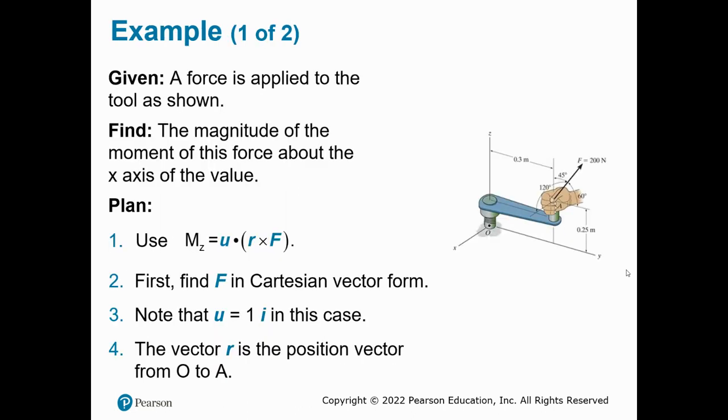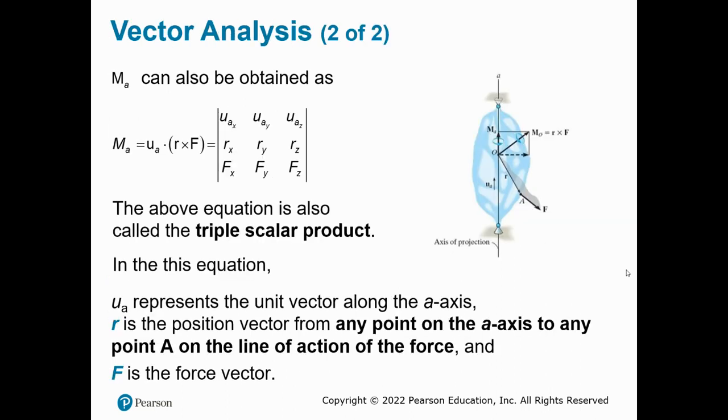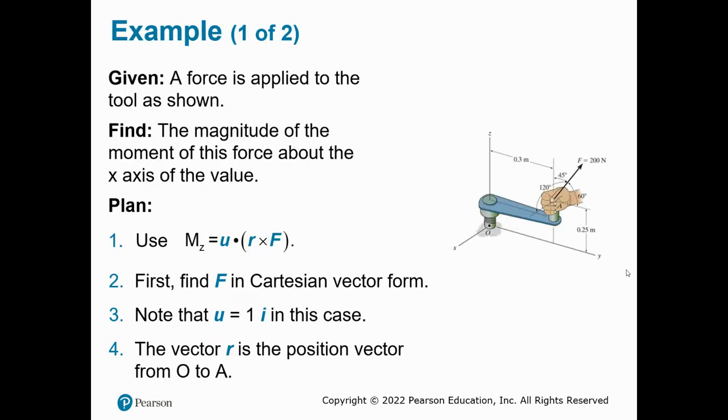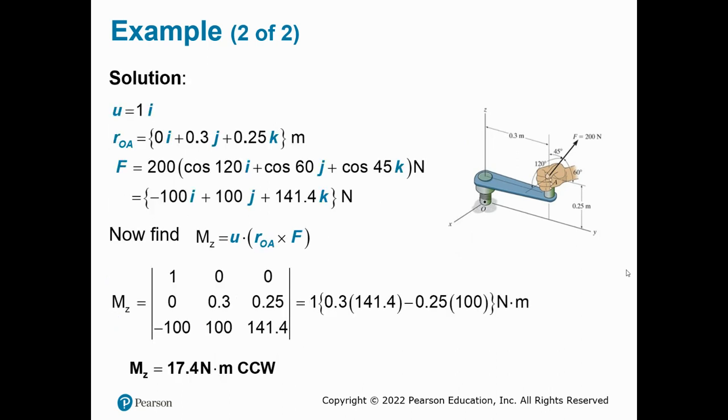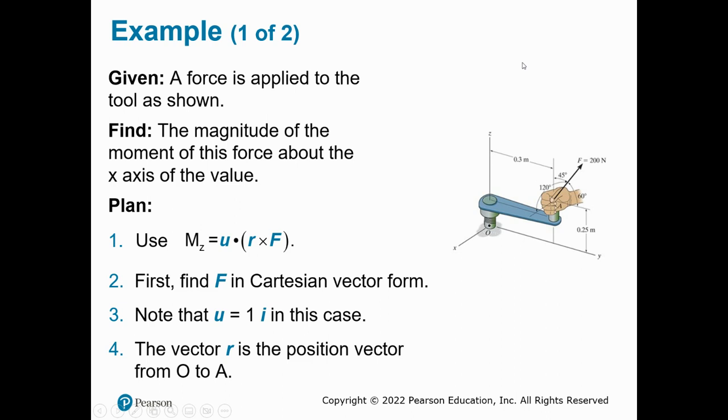Let's take a look at an example together. We have a force shown in the figure. We're looking for the magnitude of the moment of the force about the x-axis. So using what we defined here, the triple scalar product, we have Mx equals u dot, and then with the parentheses, r cross F. So u axis, we know that it's going to be along the x-axis. That's why u is going to be i, just one i, right?